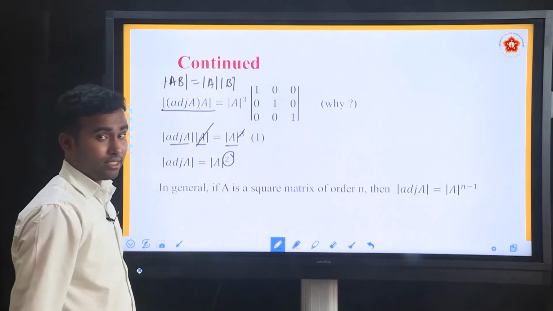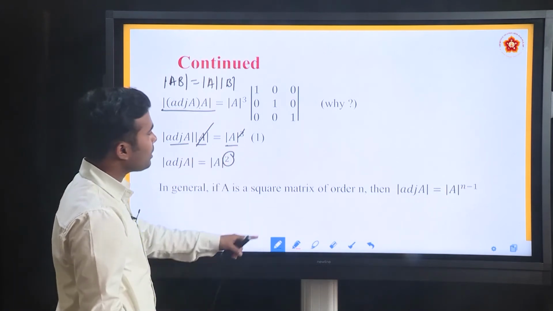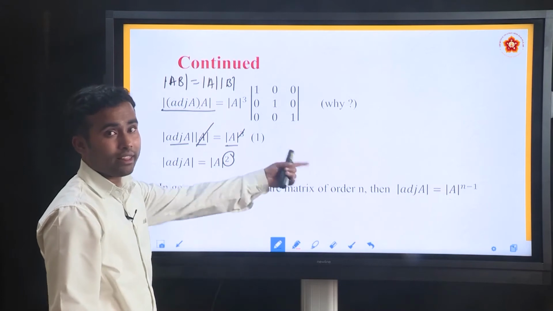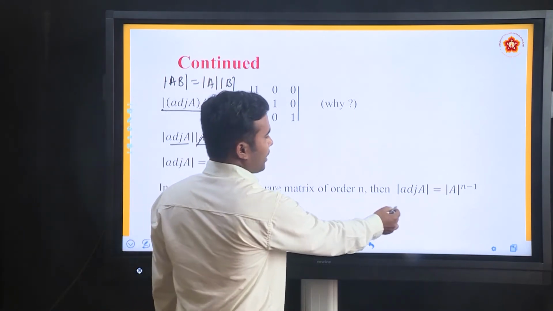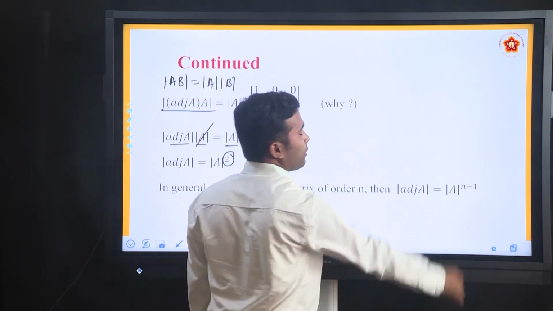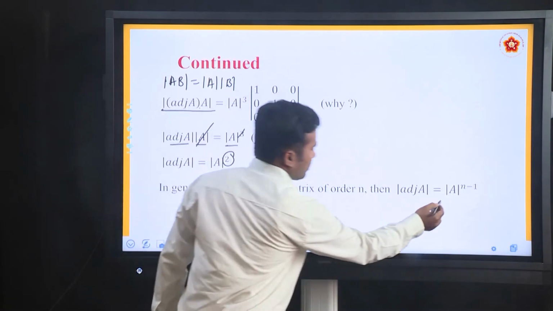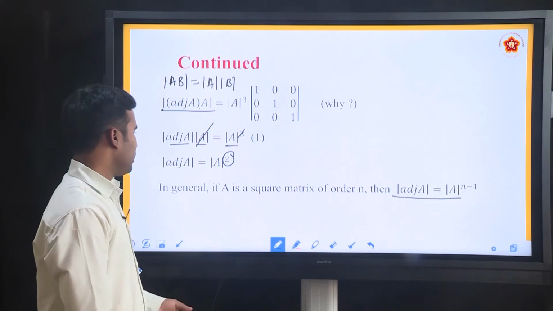We can generalize this statement. This is for order 3. Similarly, we can generalize this for nth order. If A is a square matrix of order n, then determinant of adjoint A is equal to determinant A to the power n minus 1. This is important from the point of view of examination; they are going to ask you.